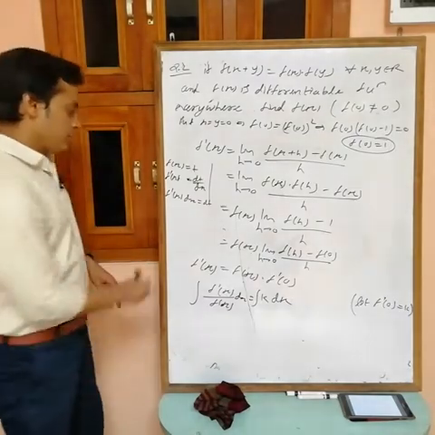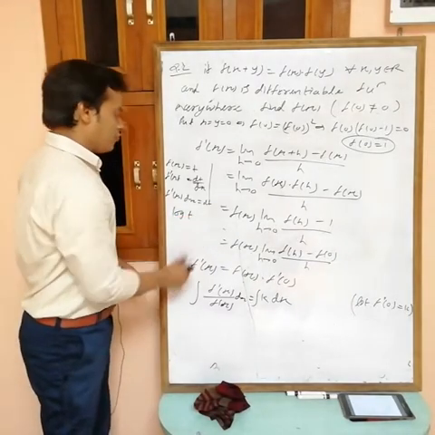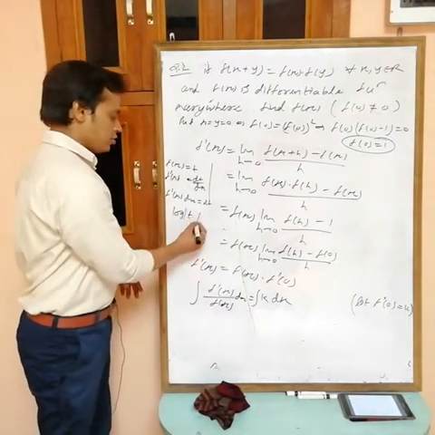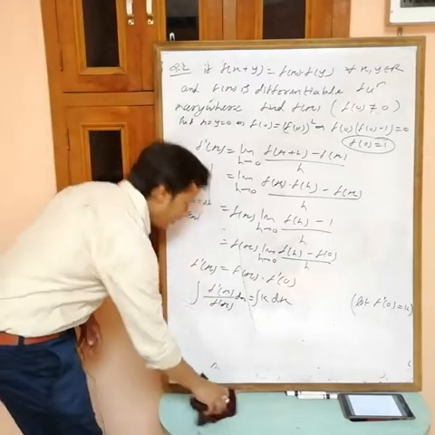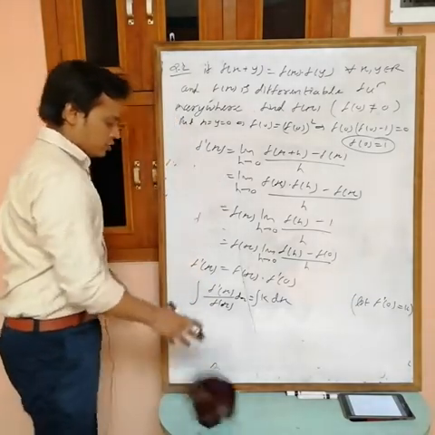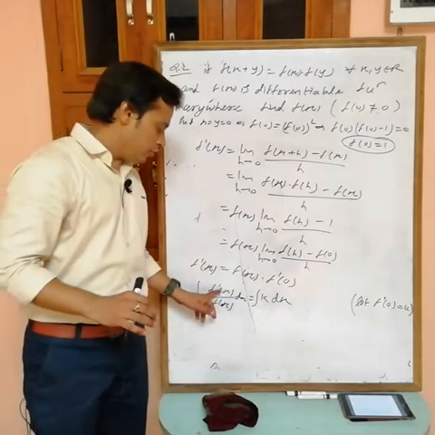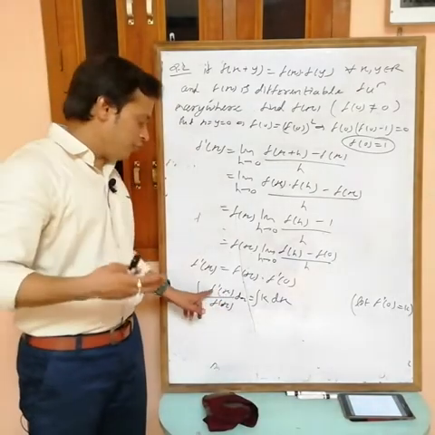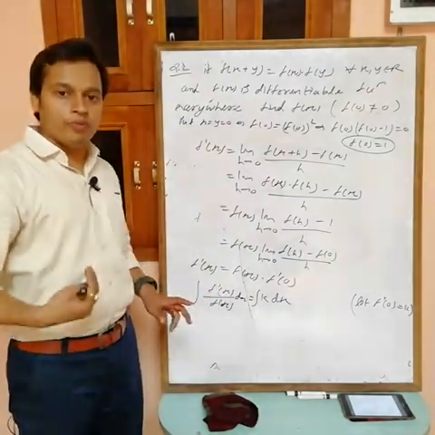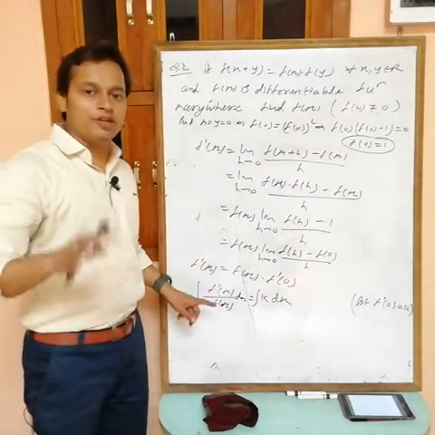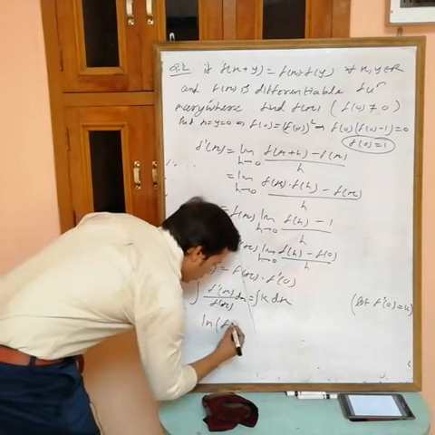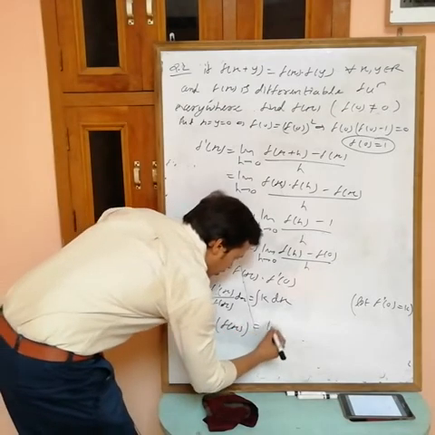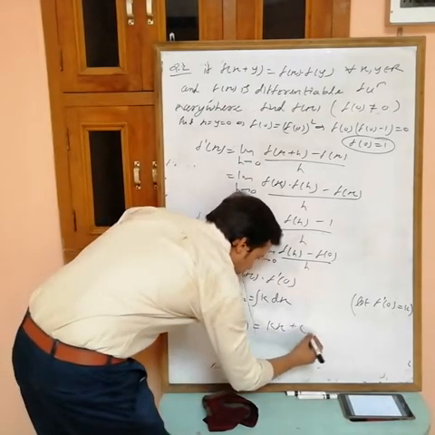So the integration is log t. Now put the value of t. t is f(x). Anytime your function is in this form, where the numerator is the derivative of the denominator, the integration is always ln of the denominator, ln f(x). Integration of k is kx plus c.